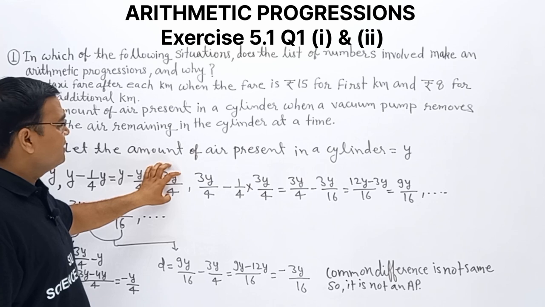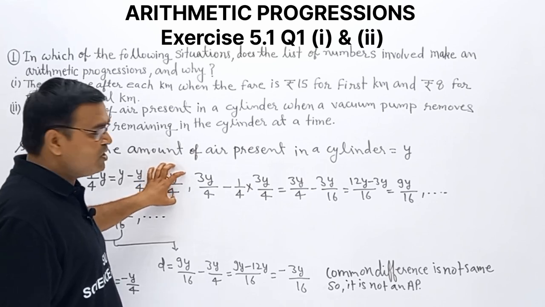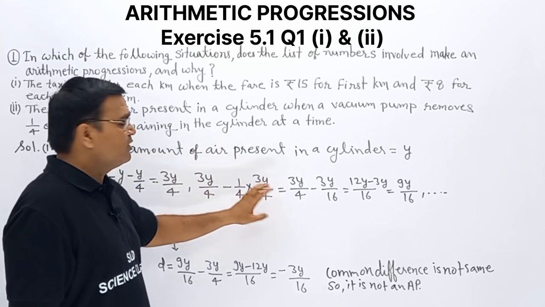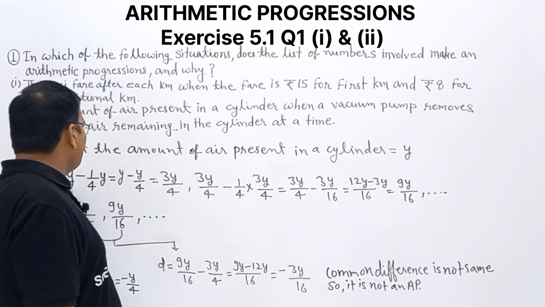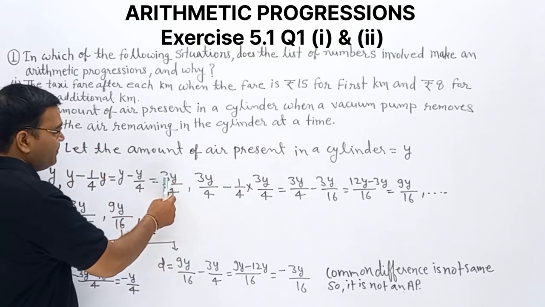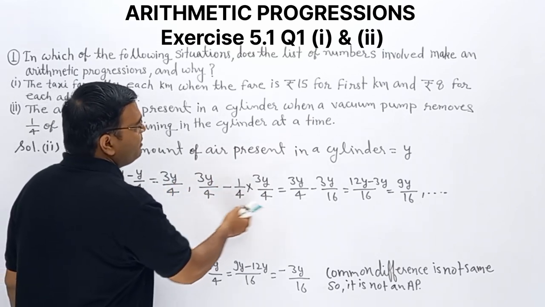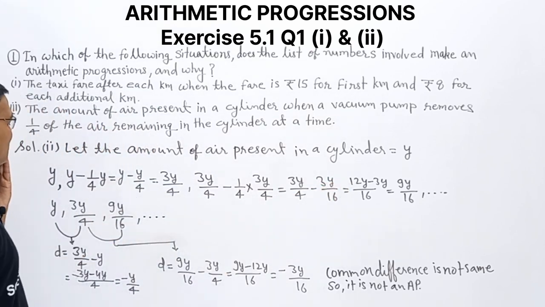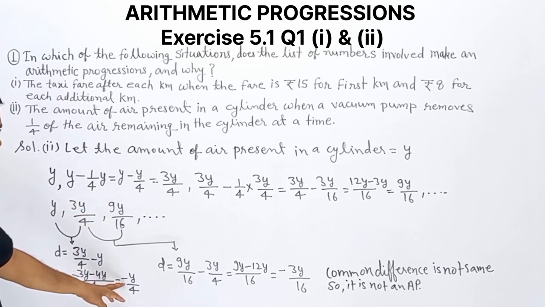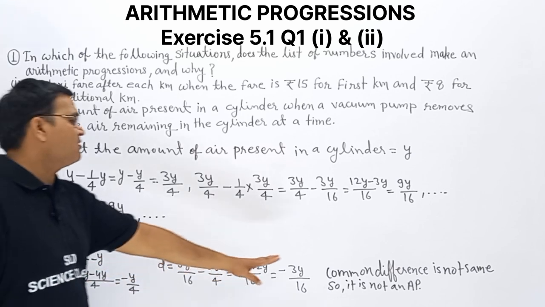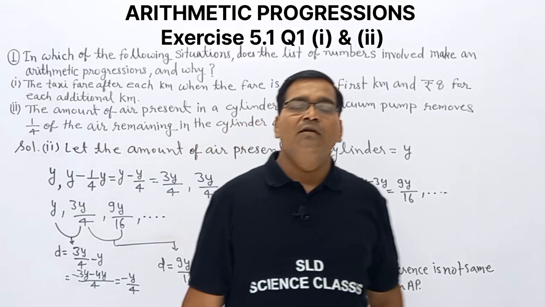Now in the cylinder we have 3Y by 4 units of air. Clear? Then we do this minus 1/4 of this. This means the second time, once we removed 1/4 of the air, we get this one. Now again its 1/4 will be this one. We are getting one sequence. We want to check whether the given sequence is an AP or not. Then we find the common difference. How will we find it? Second term minus first term, third term minus second term. Once we do this, we get that the common difference is not the same. So we can say the given sequence is not an AP.